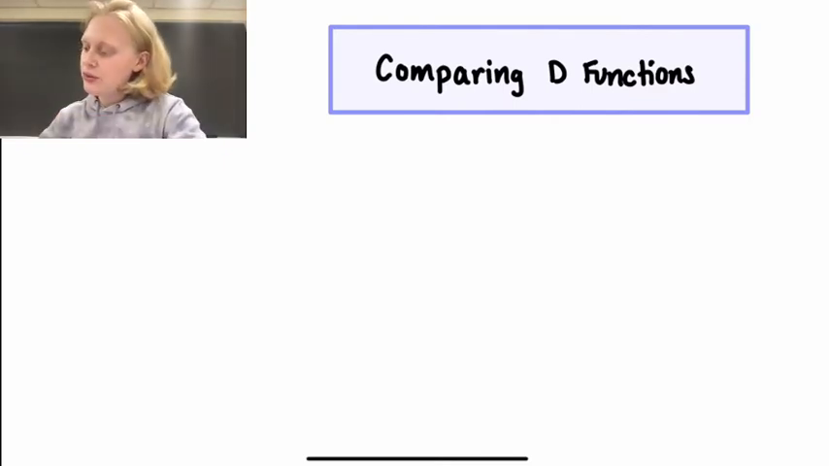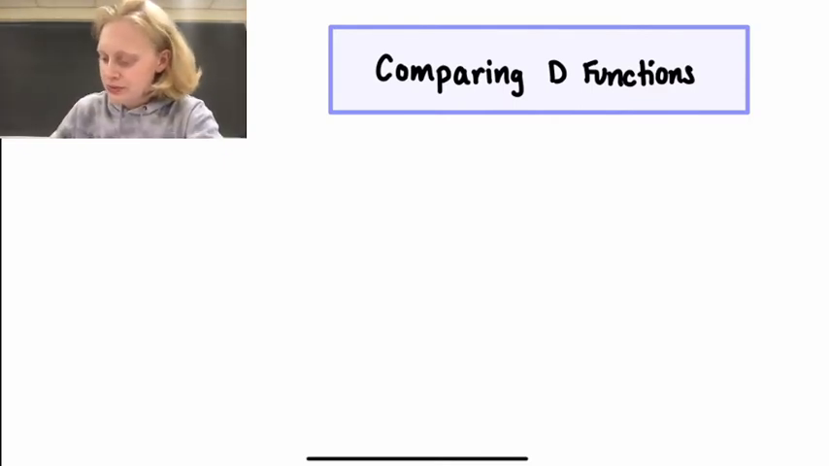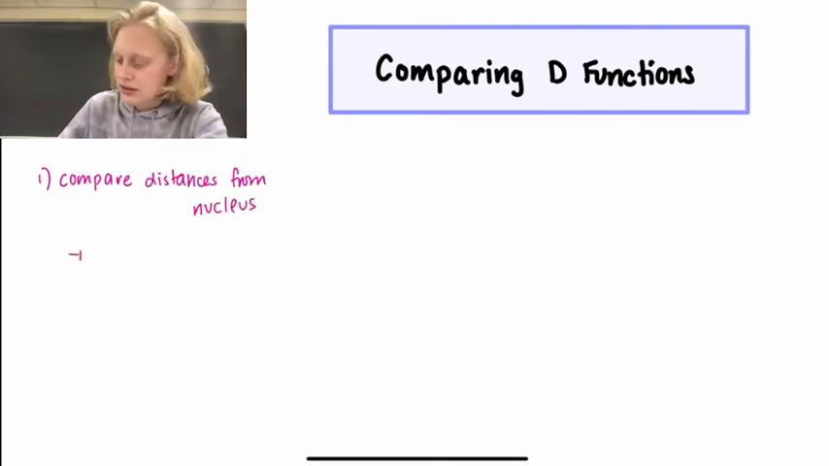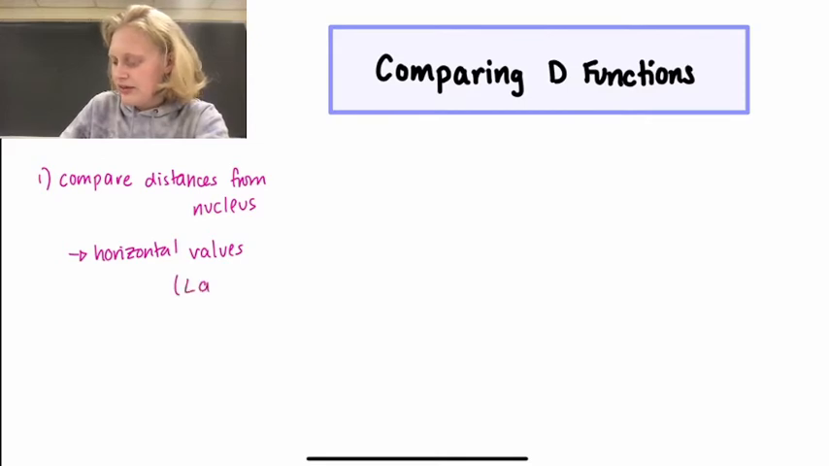In the last video we came to a couple conclusions. The first one is that if we want to compare distances from the nucleus, then we need to compare values along the horizontal axis. So this might be in the form of left and right.